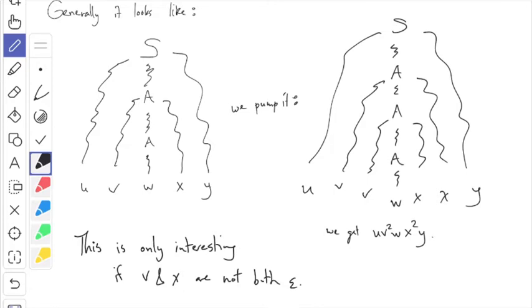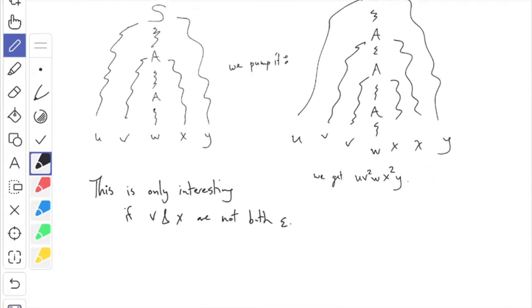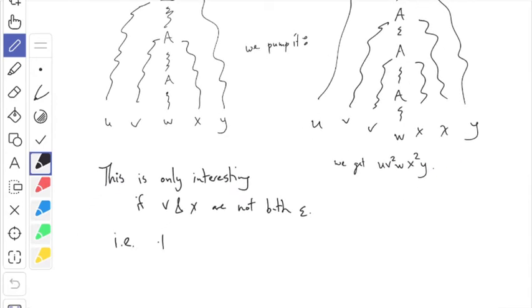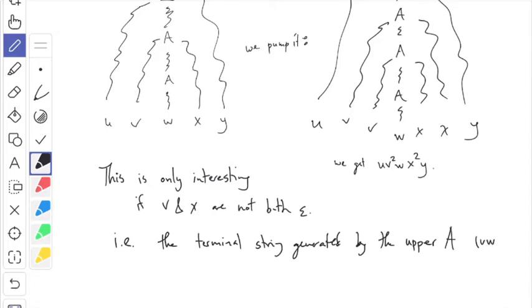Another way of saying this, and you'll see this language used in a few minutes, i.e., I want to say this: the terminal string generated by the upper A, I mean the upper capital A, which in my example is VWX, is longer than the terminal string generated by the lower A, which in this case is just W.